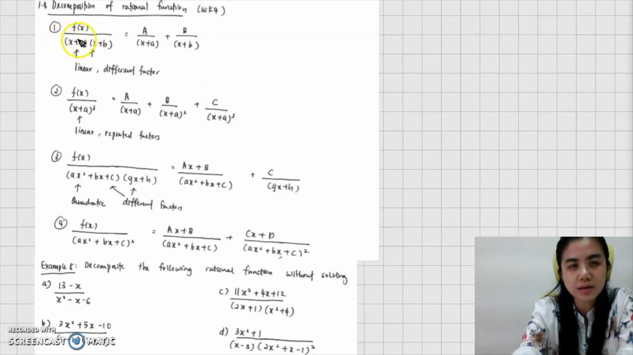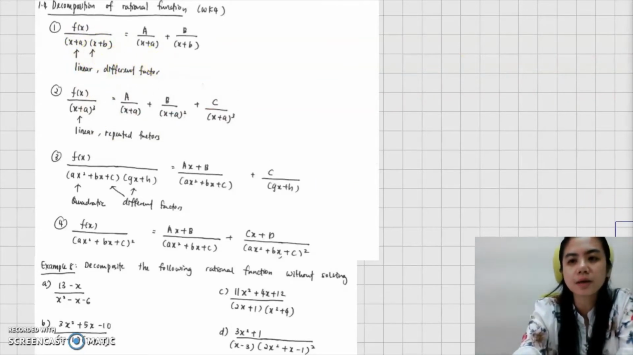What we have here is you can see that this factor is actually having the power of 1. So this x to the power of 1 means that it is a linear polynomial. When we have a linear polynomial, and it is plus a, and we have another one that is plus b, it means that you are having two different factors. So what happens when we have two different factors?